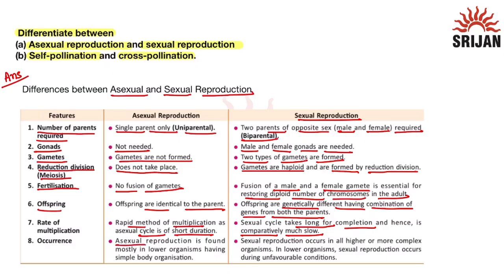Occurrence. Now asexual reproduction is found mostly in lower organisms which have simple body organization. So asexual reproduction is very common in organisms which have simple body organization, and sexual reproduction occurs in all higher or more complex organisms. In lower organisms, sexual reproduction occurs only during unfavorable conditions. So mostly in lower organisms, asexual reproduction happens, but when there are unfavorable conditions, sexual reproduction can take place.